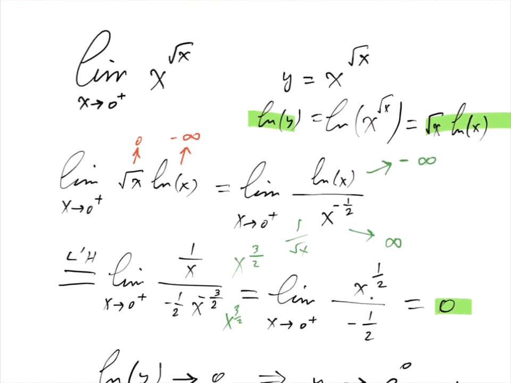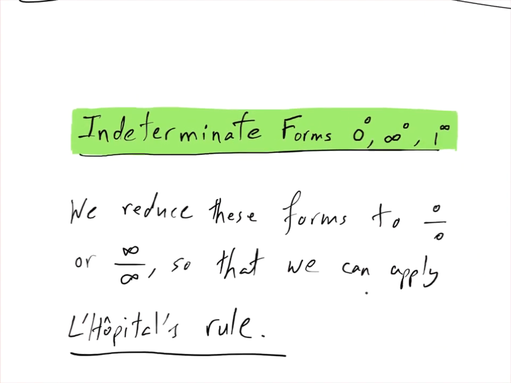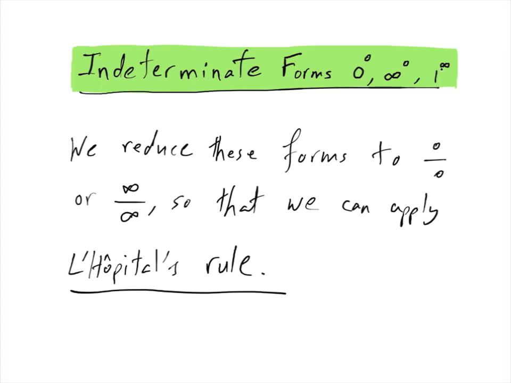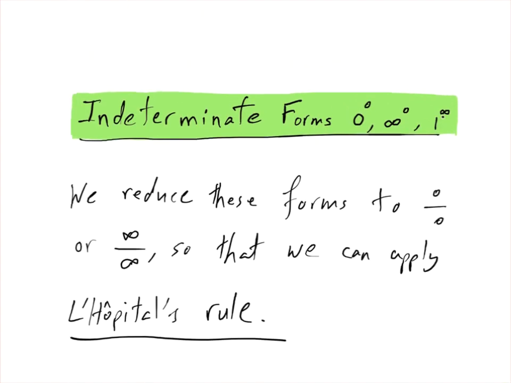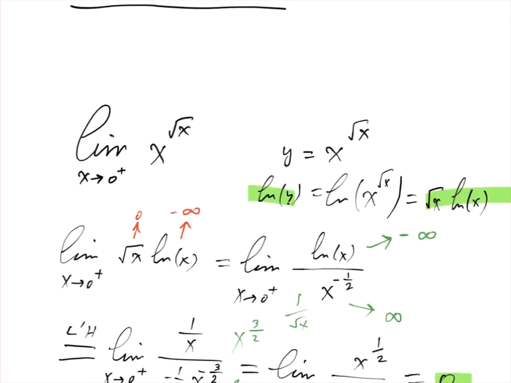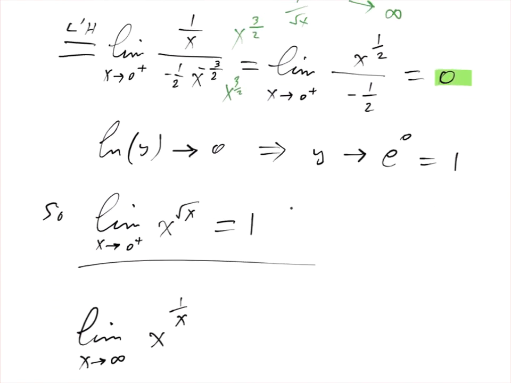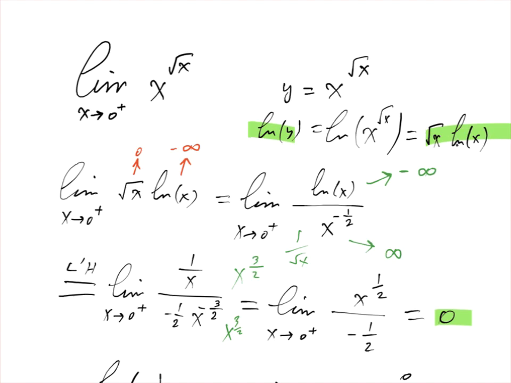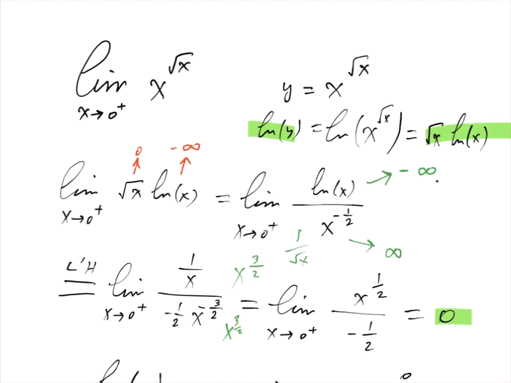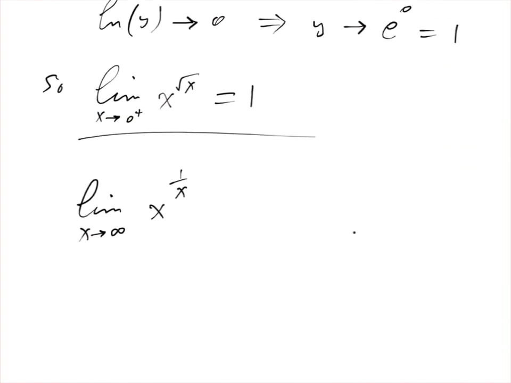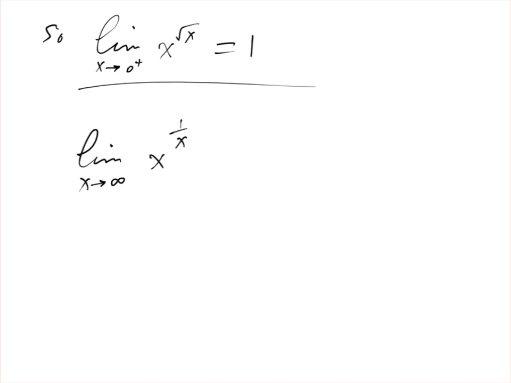Now let's look at another example of these types, 0 to the 0, or infinity to the 0, or 1 to the infinity. So again, because exponents are involved here, this trick works. Take ln, let the expression be y, then take ln of that, and then rewrite this algebraically as a ratio, so we get infinity over infinity or 0 over 0 type. So we can apply L'Hopital's rule.